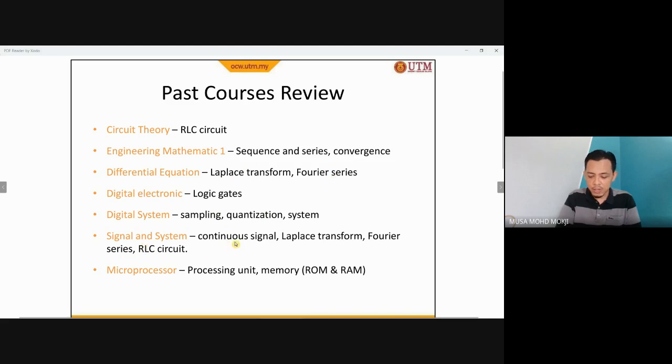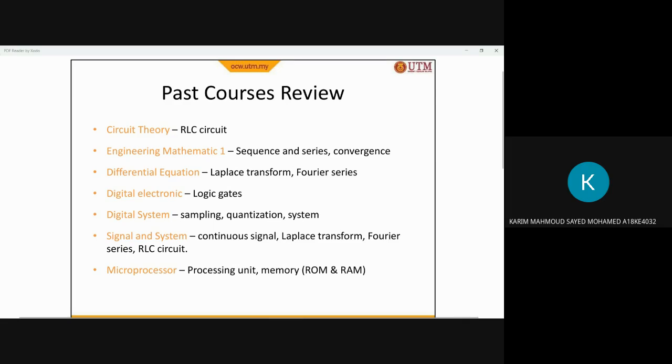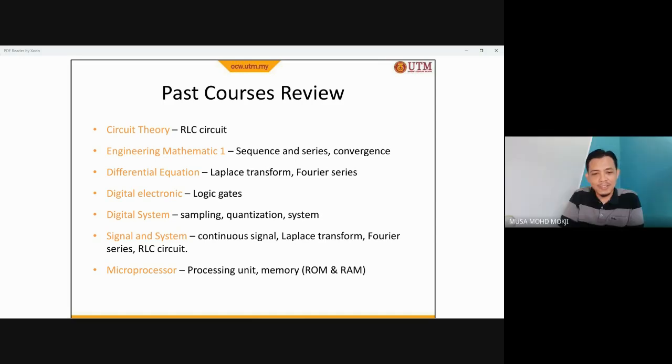Signal and system: you have a continuous signal, Laplace transform, Fourier series, RLC circuit again. So you have circuit theory with the RLC circuit, and in signal and system you have an RLC circuit. Anyone remember what you do with the RLC circuits in signal and system? Let's hear some voice, or maybe you can write on the chat section. Well, to be honest, Doctor, it has been 2 years since the signal system course. Yes, of course.